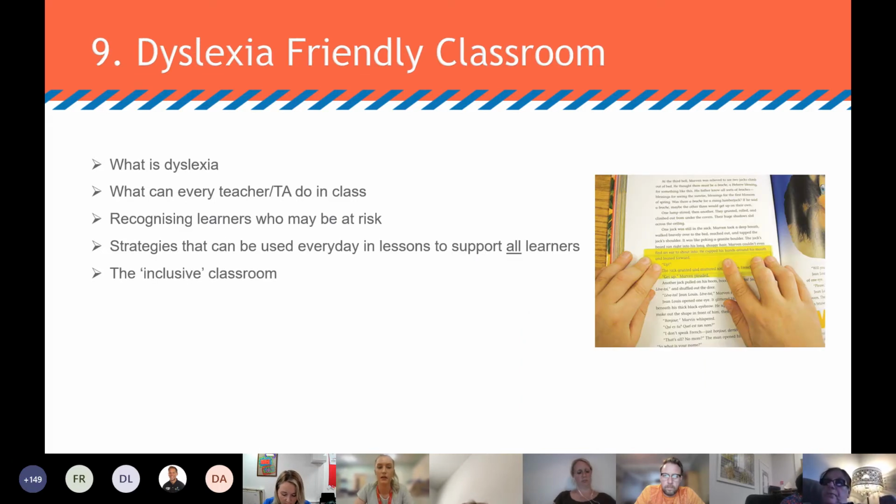The ninth session will be on dyslexia-friendly classrooms. We'll be covering what dyslexia is, what every teacher and TA can do in class, recognising learners who may be at risk, strategies that can be used every day in lessons to support all learners, and going towards the inclusive classroom. So coming back to that word inclusive again.